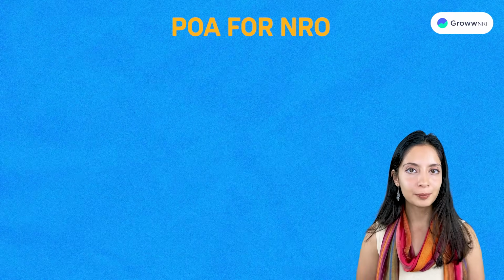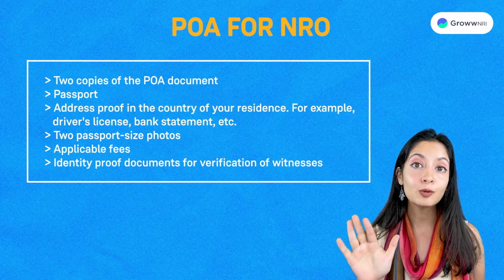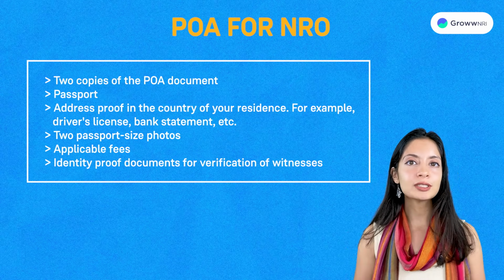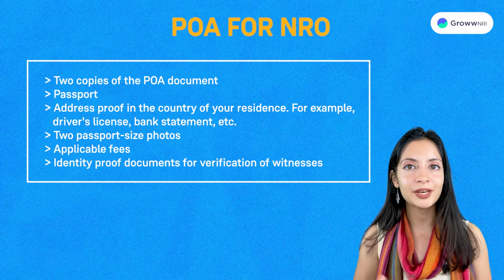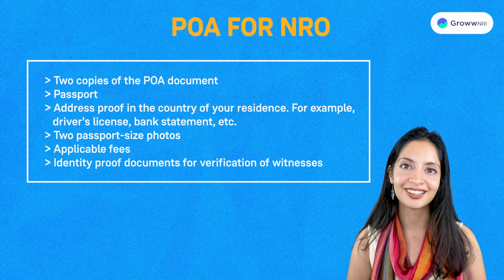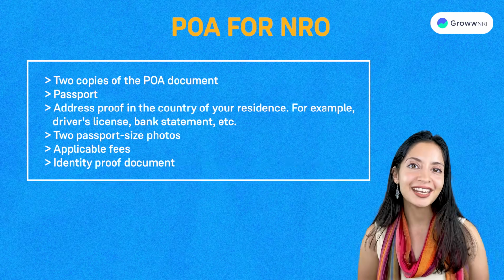Here's how you appoint a POA. You need 2 original copies of the POA deed on plain white paper. Along with that, you need to submit the required documents and get it signed by 2 local witnesses in the presence of the Indian Embassy Consulate. Now that you've taken a screenshot of this list of documents, shall we move on to the next section?